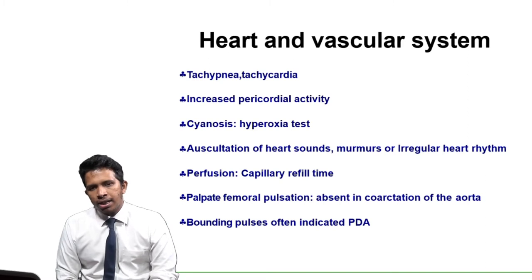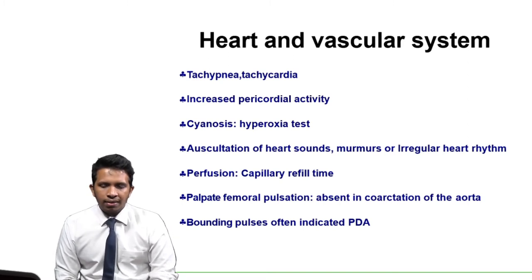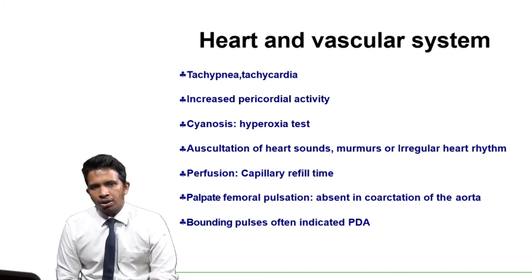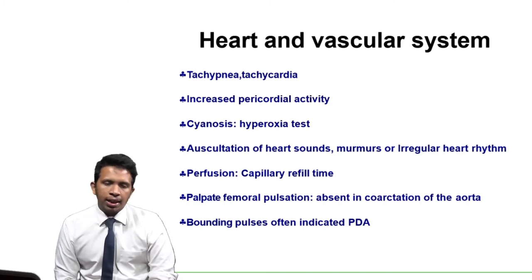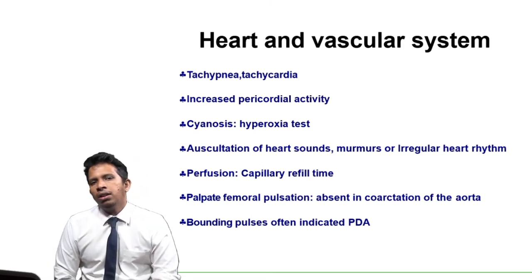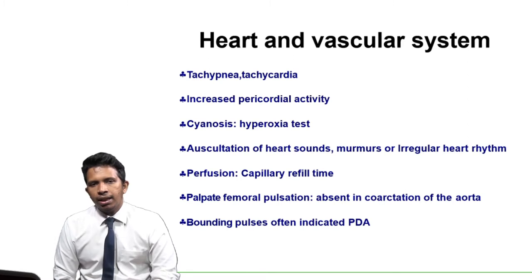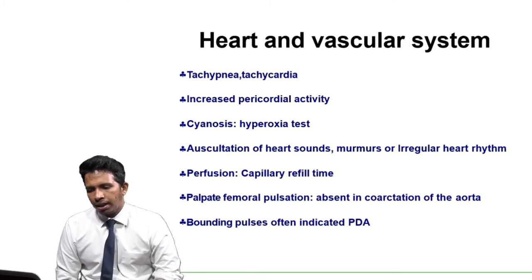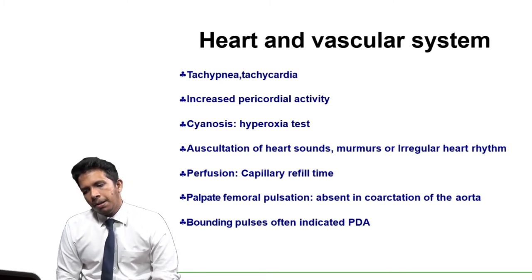If the child is showing cyanosis, a test is indicated called the hyperoxia test, where we check the partial pressure of oxygen in an ABG while the child is breathing artificial oxygen, and when the child is breathing natural air, and we see the difference between the two. That is called the hyperoxia test.